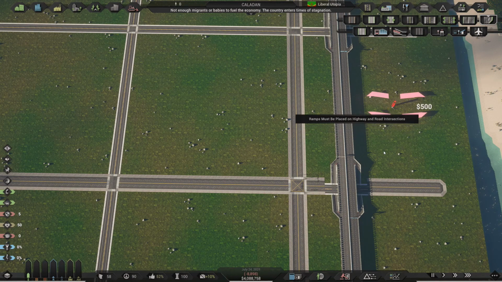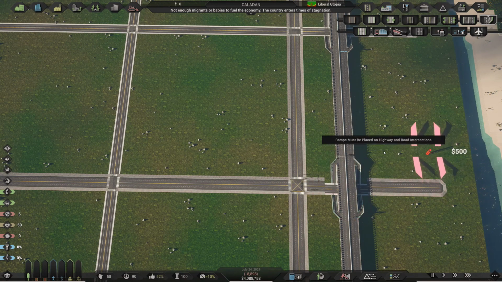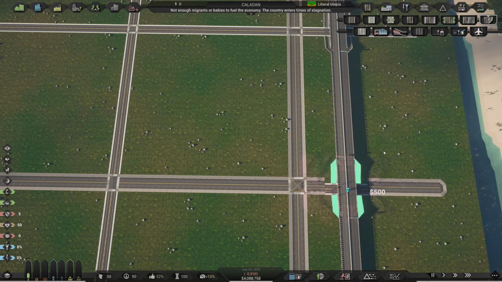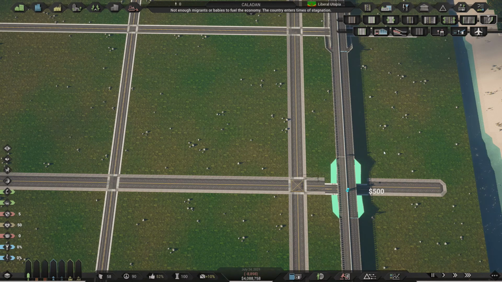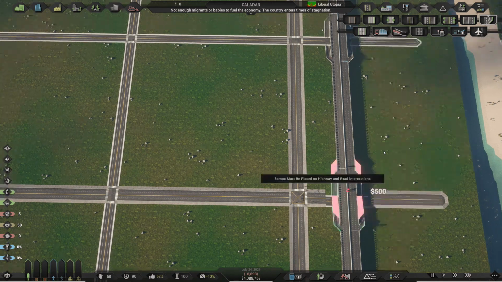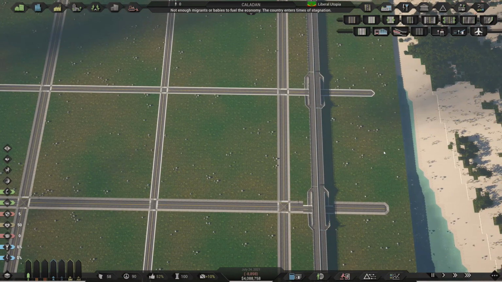Okay, now the road is quite literal. You can't do it on an avenue, which is sad. Look what it does to the avenue when you try to connect. It changes a couple of hexes of the avenue into roads. So quite literally, yeah, you can't. It has to be done on roads.